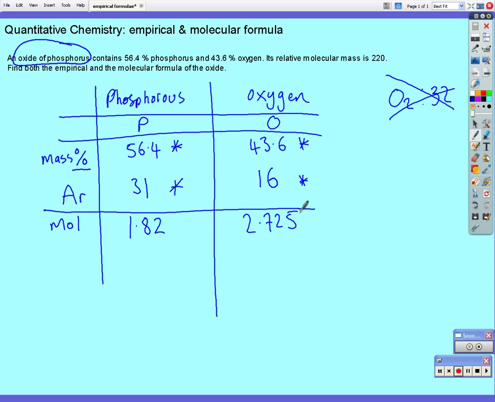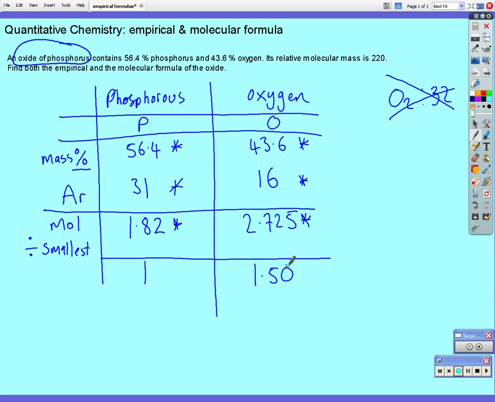Now at this stage we can't see a nice whole number ratio. Remember, empirical formula is the simplest whole number ratio of atoms in the compound. When we get to a stage like this, again, the same rules follow. We divide by the smallest number. Well, the smallest number is 1.82. That's smaller than 2.725. So we divide both numbers by 1.82. 1.82 divided by 1.82 is 1. 2.725 divided by 1.82 is 1.50.